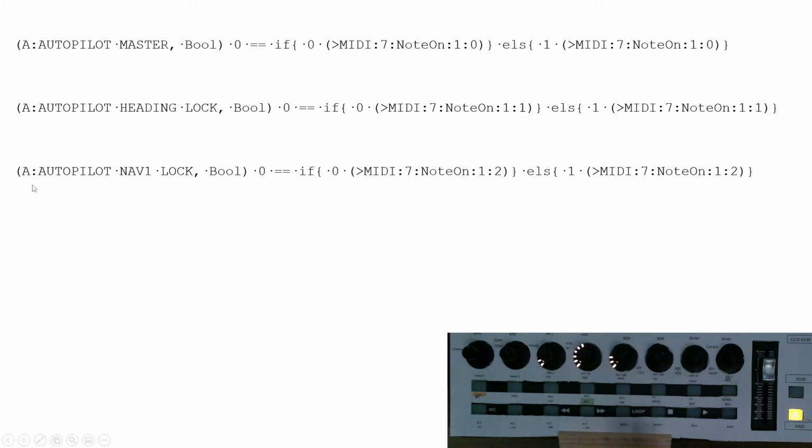Same structure again. If it's in nav 1 lock rather than heading mode, if you're in nav mode. If it's off, just switch the bulb off. If it's on, switch it on. And this is bulb number 2.